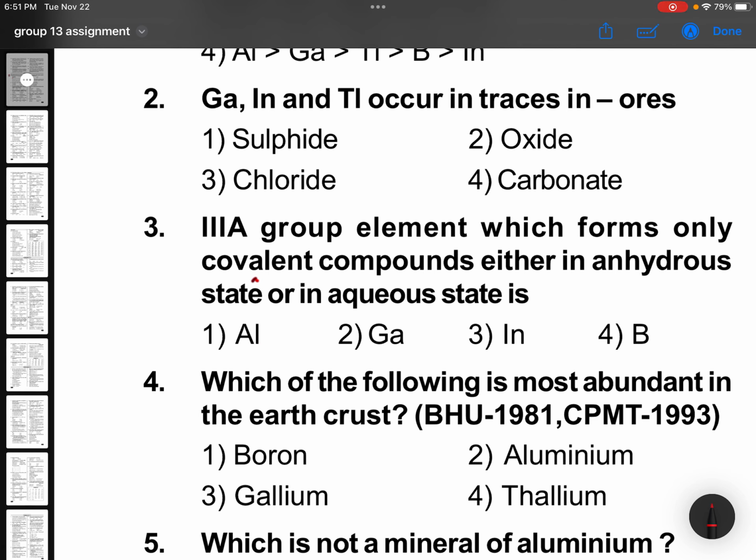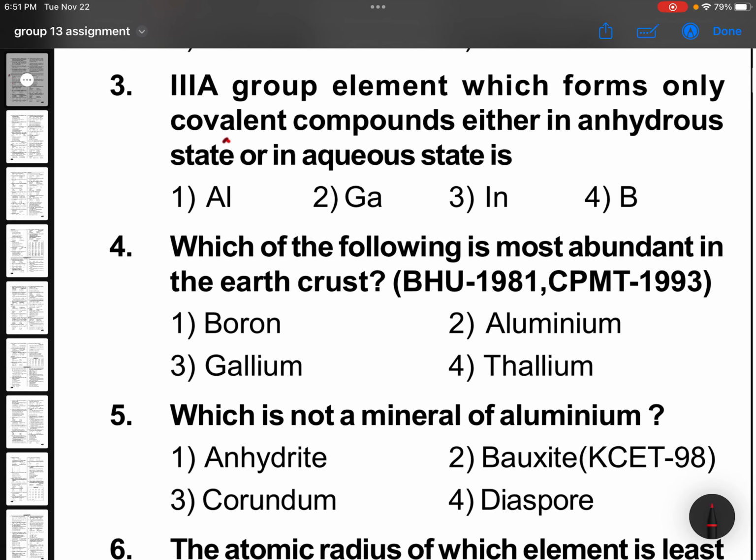Gallium, indium, thallium occur in traces in sulfide ores, Ga2S3 type. Gallium sulfide, indium sulfide, thallium sulfide. Gallium plus 3, sulfide minus 2. So Ga2S3 type.